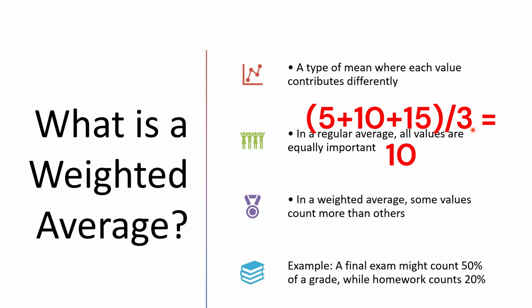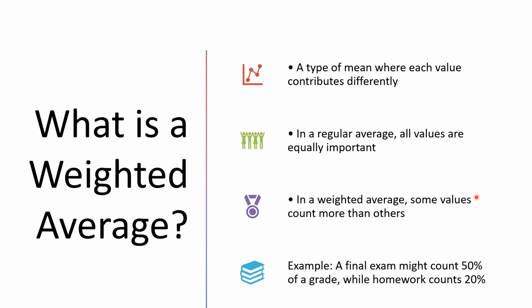Now in the weighted average, some values count more than others. So we've got these weighting factors. So you would have to know the 5, 10, the 15, and the weights associated with it. One may be 2, 3, and 1, or some ratio. An example would be like on homework and calculating your final grade. The final grade might count 50% of your grade. Well, the homework average might only count 20%.